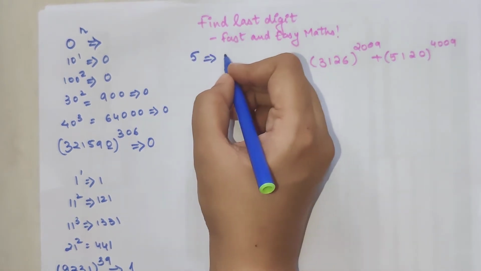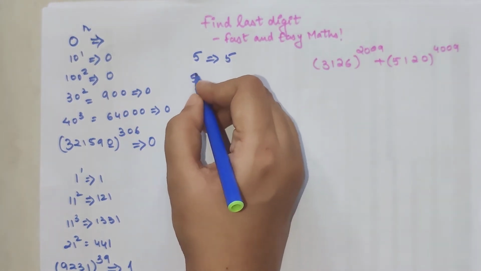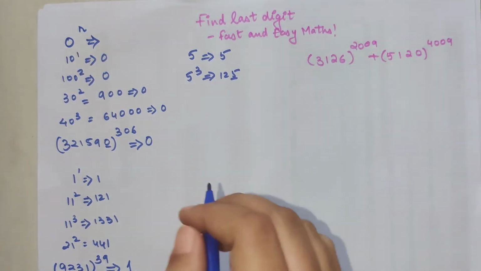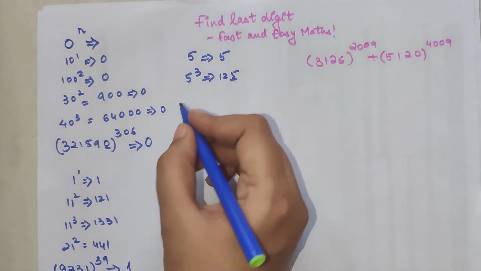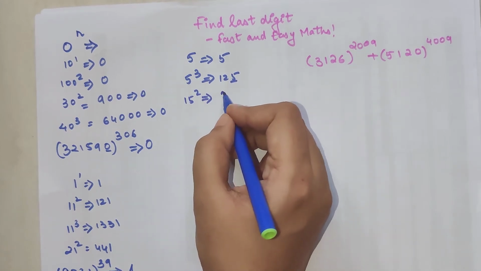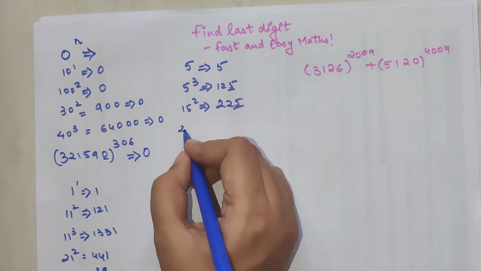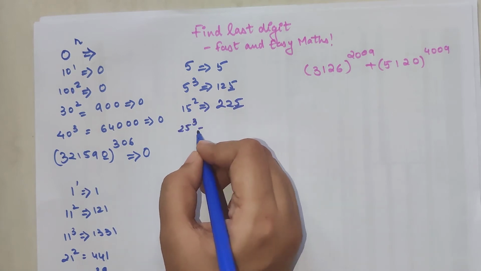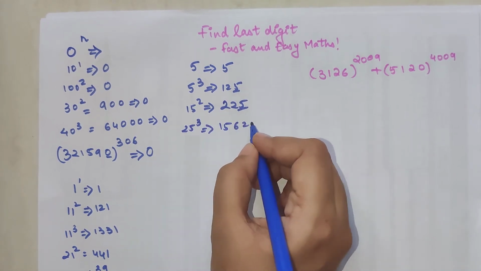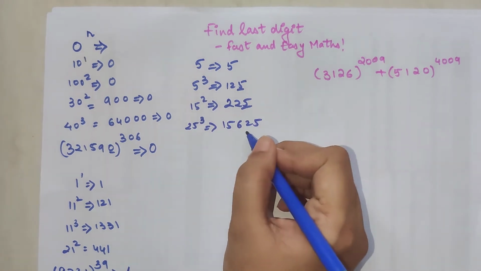So 5 raised to 1 is nothing but giving you the last digit as 5. 5 cube gets you 125. So again the last digit is 5. Now let's say 15 square. 15 square gets you 225. So my last digit is 5. 25, let's say cube. What is that? 25 cube is nothing but 15625. Okay, so again my last digit is 5.